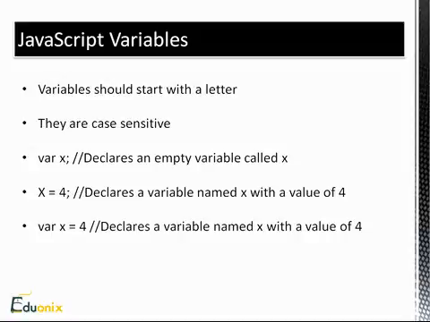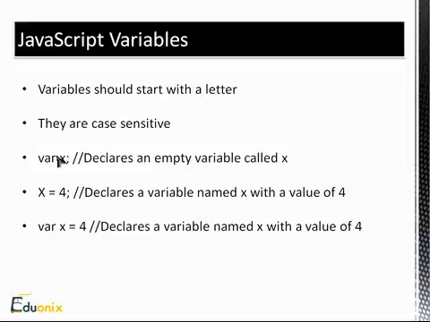So variables. If you have any experience in any programming language, then you probably know what variables are. They're basically a placeholder for pretty much anything: text, integers, objects. And like in any other programming language, JavaScript variables have some rules that they have to follow. For instance, variables should always start with a letter, preferably a lowercase letter, although you could use uppercase. They are case sensitive, so capital X equals 4 is not the same as lowercase x equals 4.